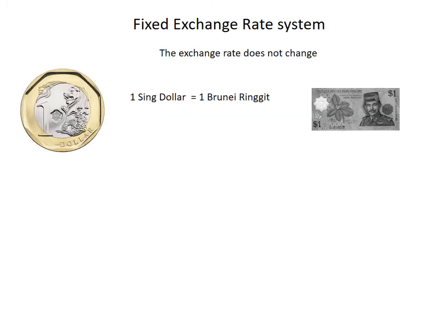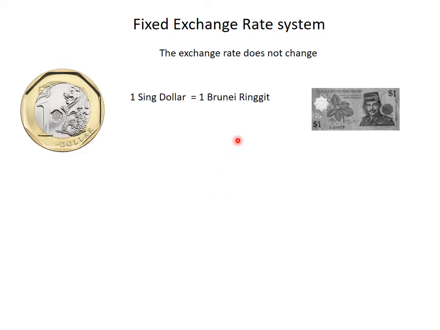Now, the first kind of exchange rate system is called a fixed exchange rate system. The rate is fixed and it does not change. One example is between the Singapore dollar and the Bruneian currency. This is a customary kind of exchange because Brunei is a small country, and their financial system is riding on Singapore's system. So their currency is fixed at one to the Sing dollar.